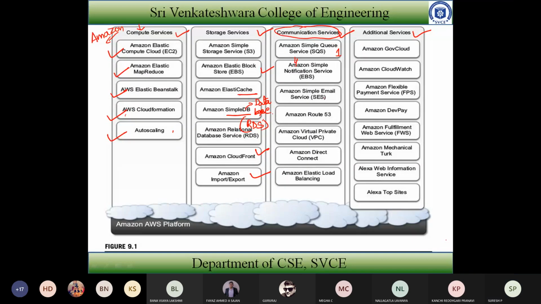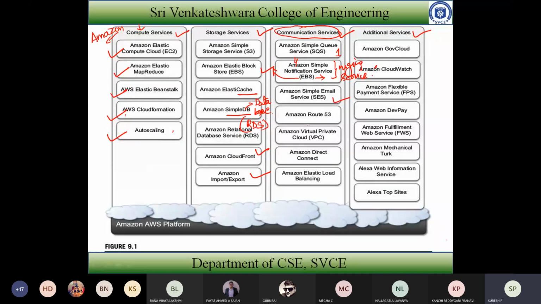The next is the Simple Notification Service, which makes use of the Amazon Elastic Block Store. This type of notification service is like messaging. Notification is what it does. It is nothing but your simple messaging service. Similarly, Amazon is going to provide the Simple Email Service.